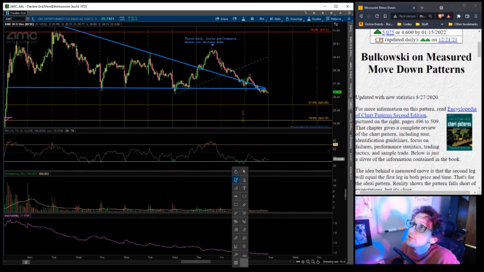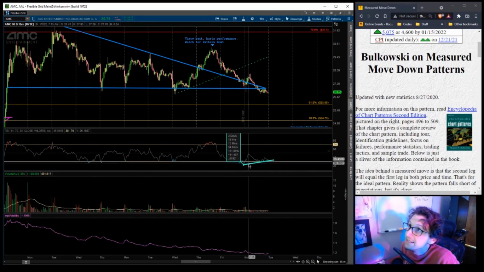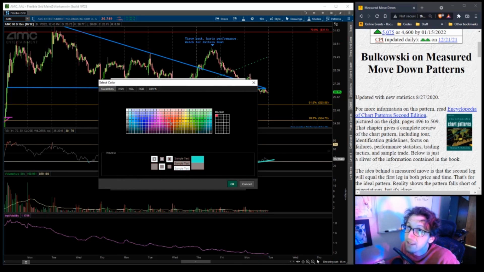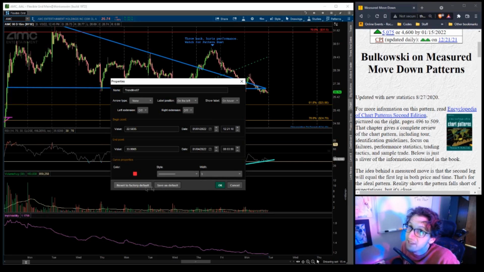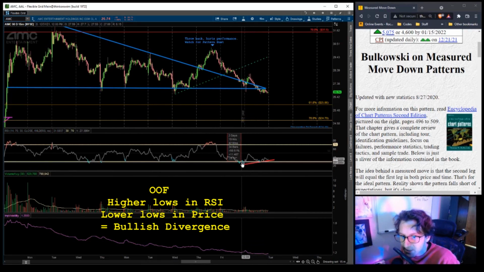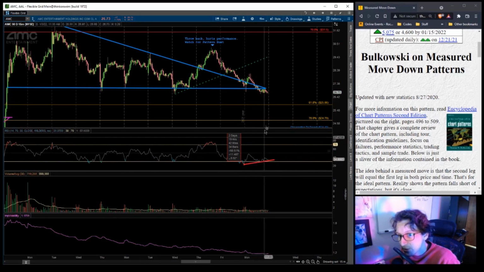That would be bullish divergence, where the lows in the RSI are rising, and I'll show this in a more easily seen color. I'd like to go with red. It's a very good color. Save as default. Okay. So you can see that as the price is rising over 30, that is the oversold area, that the lows are increasing.